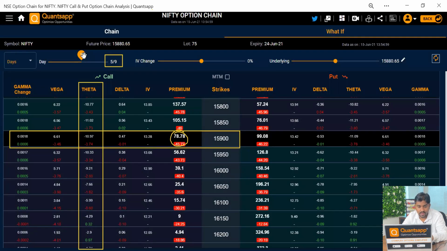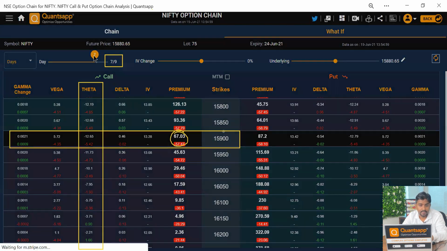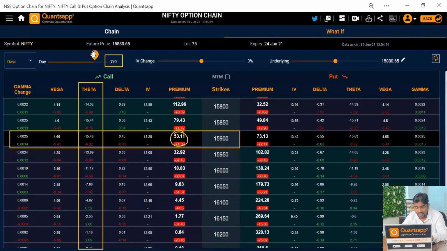Again it's losing its value. The same is happening on the put side. Now we are left with 3 days, so it is losing its value continuously. Now the theta has become 12. Now see, 15, and again the premium is losing its value. And that is 21.